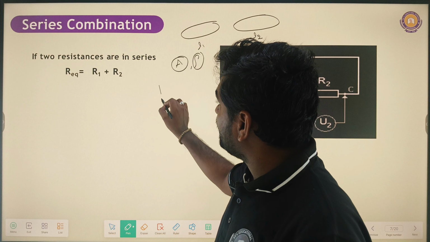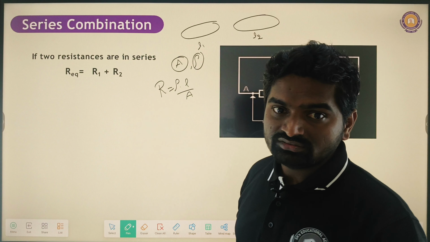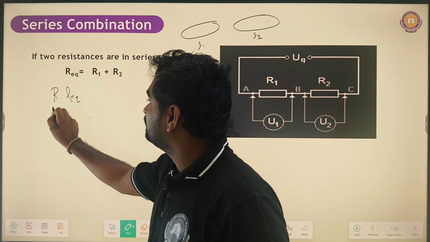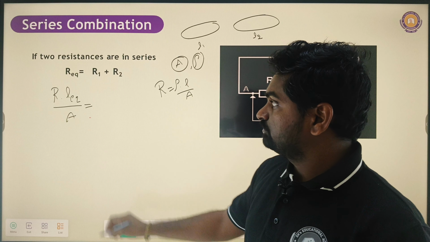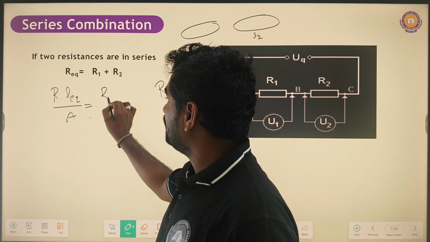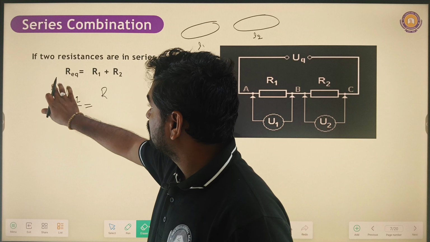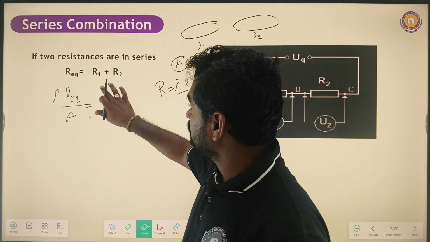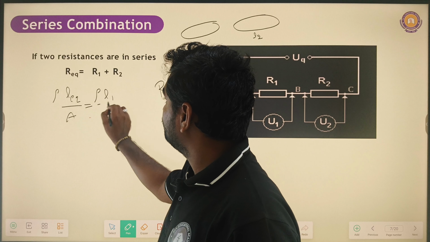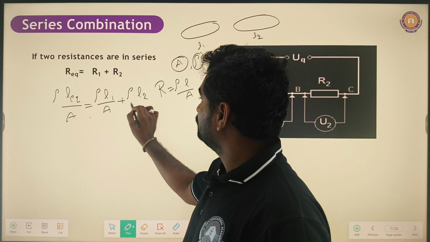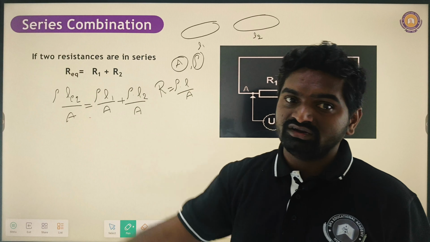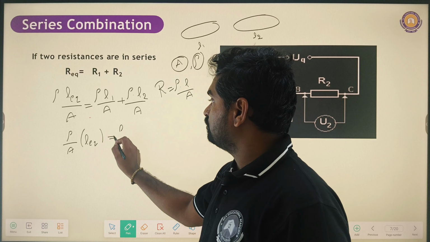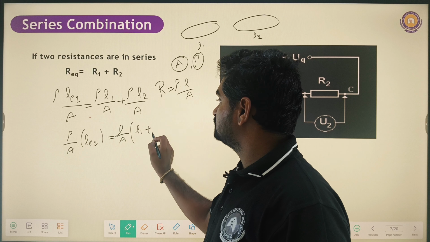Now according to the formula, R is equal to rho into L by A. So R equivalent is equal to rho into L equivalent by A. And R1 is equal to rho into L1 by A, plus rho into L2 by A. Because rho by A is a constant, take it outside. So rho by A into L equivalent is equal to rho by A into L1 plus L2.